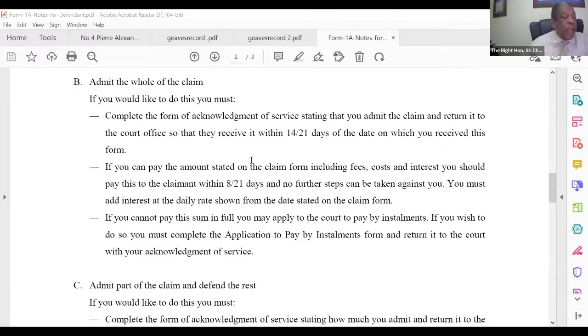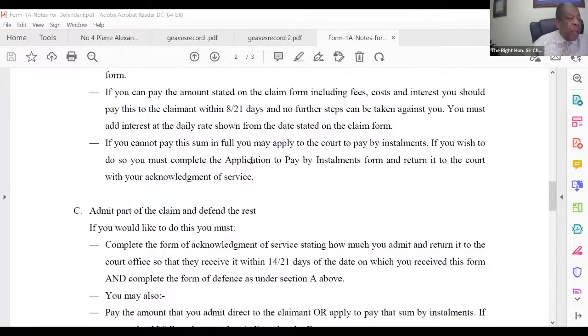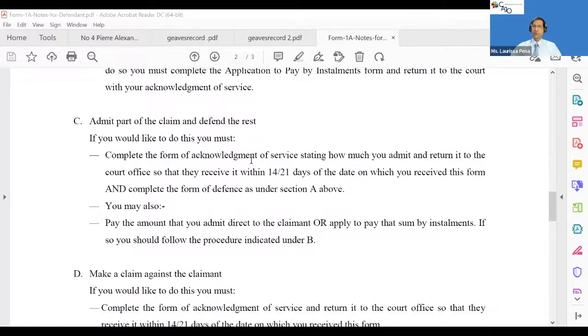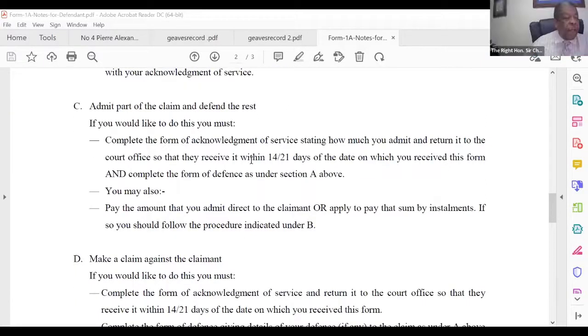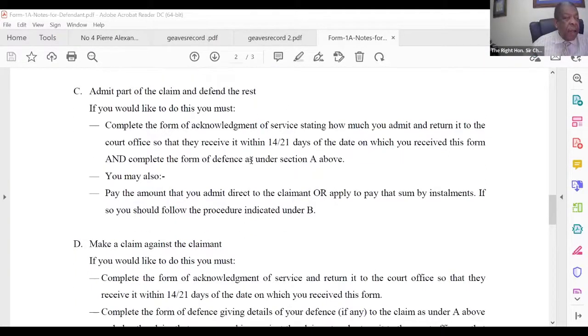So let's move down quickly. I think we've made the point. Do you want to look at the other forms? Yes, the acknowledgement of service and the application to pay by installments. Okay, so can we pull up the acknowledgement of service first, sir? No, Judge.